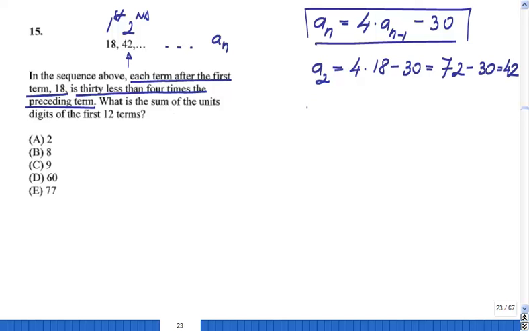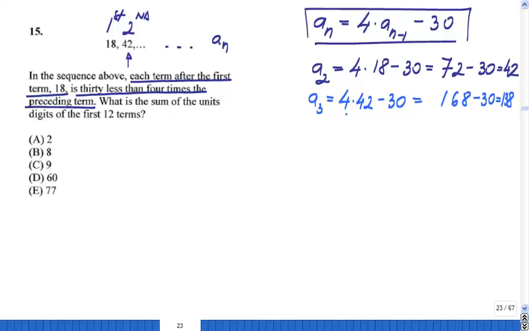Well, let's find the next term. Next term, which is my a sub 3, will be 4 times the previous term, 4 times 42, minus 30, right? Which equals what? 4 times 42. 4 times 2 is 8. 4 times 4 is 16. 168 minus 30, which equals 138.